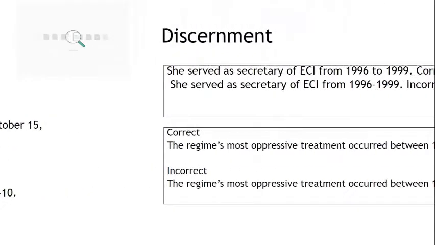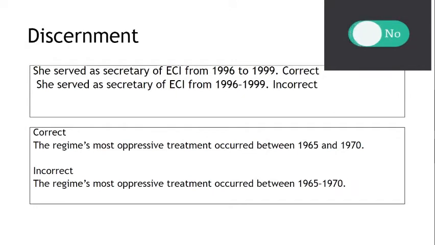Okay, next one. This is for your discernment. Please see here the correct and the incorrect use of an N dash. The first one is the correct usage: she served as secretary of ECCI from 1996 to 1999. That is correct, it's not using an N dash. And it's incorrect to say she served as secretary of ECCI from 1996–1999. That's incorrect. Why? Of course, you're using the words, so just use "to" instead of an N dash.